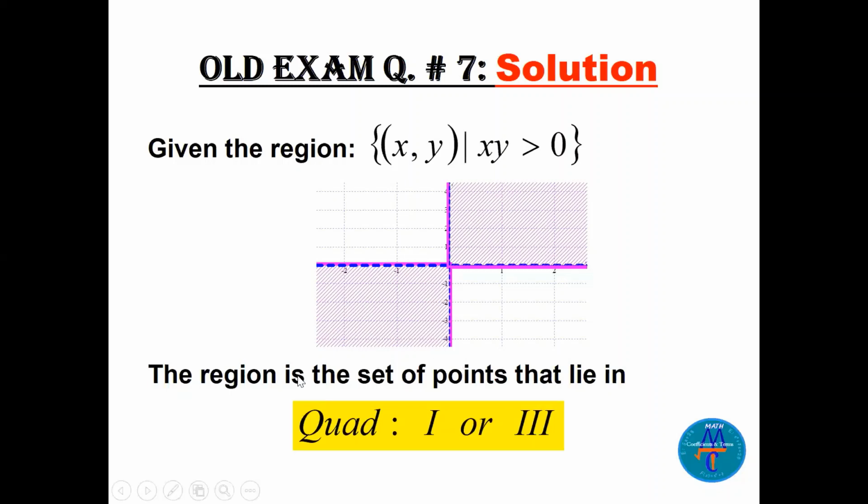So the answer here, the region is the set of all points that lie in quadrant 1 or 3. Remember, the points on the x-axis and the points on the y-axis are not counted because we have no equal.